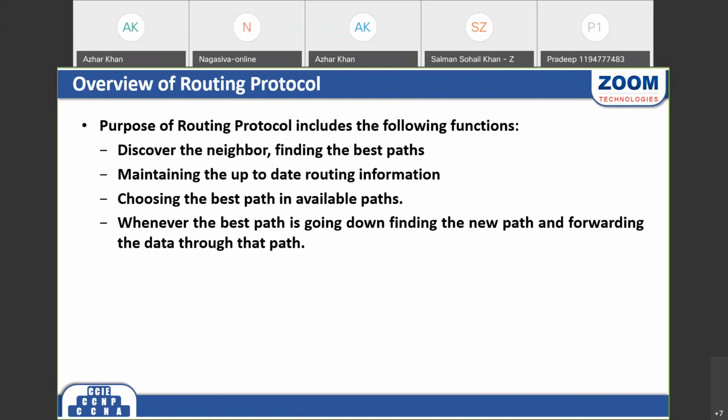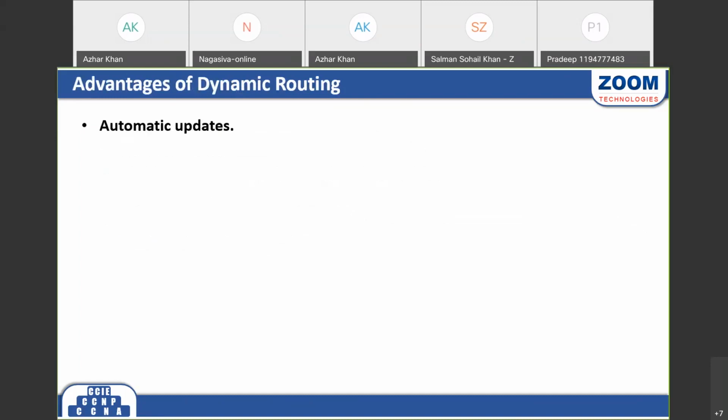Okay, whenever the best path is going down, it finds a new path and forwards the data through that path. If the best path fails, automatically the router, nothing but the routing protocol, will calculate the second best path. This is the advanced automatic update. If one link fails, another link will be up automatically. If one router gets an update, it will send it to the other routers. Automatic update is there. Changes in network topology are updated dynamically. If any remote network fails, your routing table will get updated automatically.